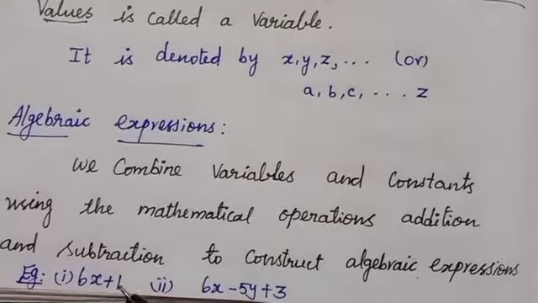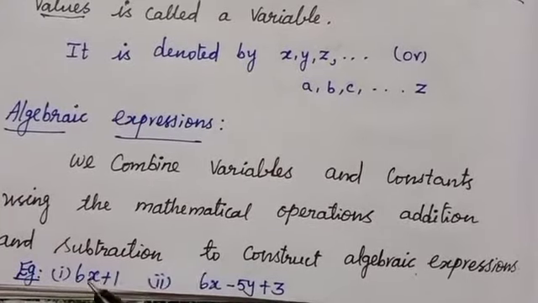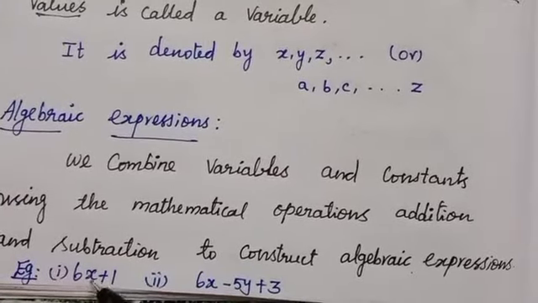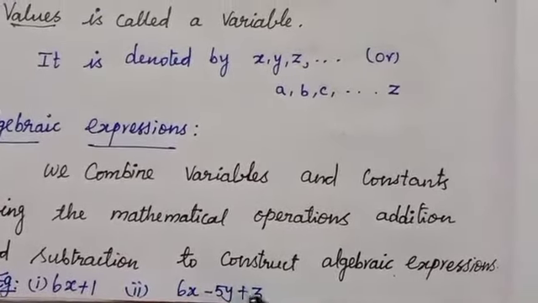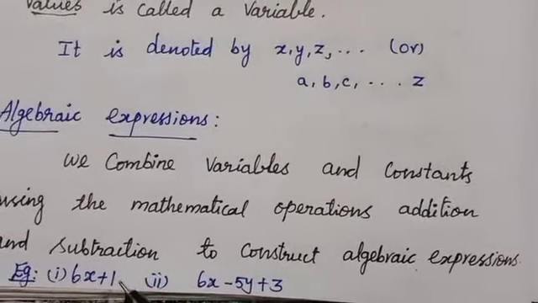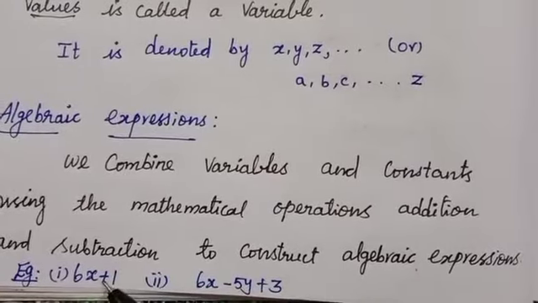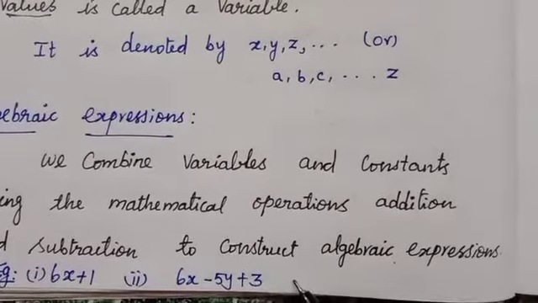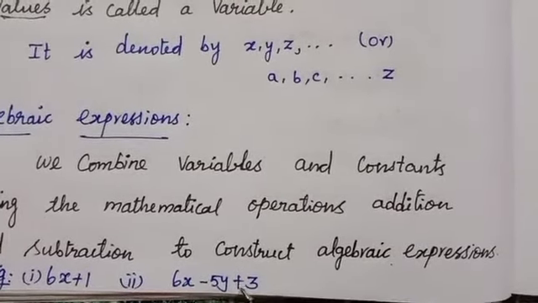Here 6x plus 1 has two terms. 6x is the first term and 1 is the second term. Here there are three terms: 1, 2, 3. The two terms are combined with a plus symbol, and these three terms are combined with minus and plus.